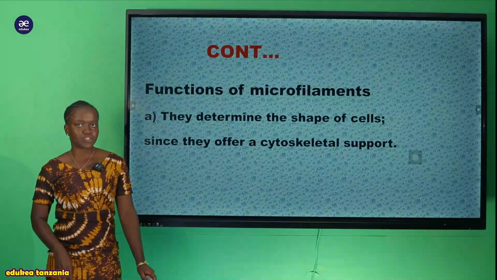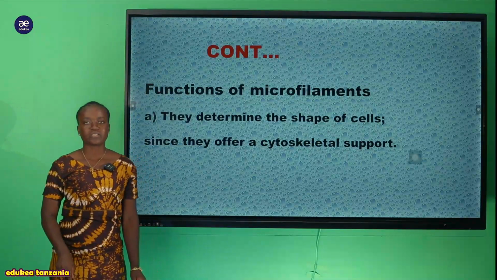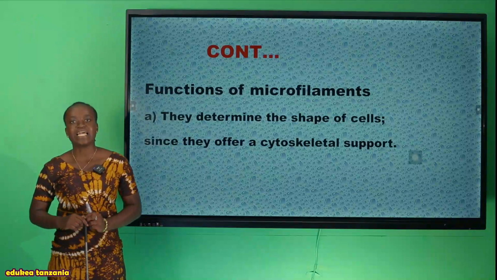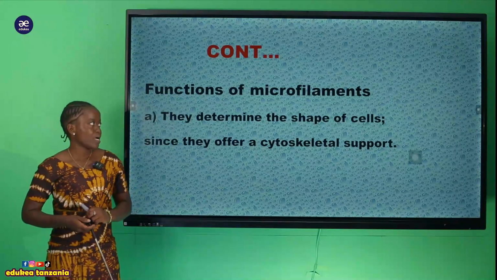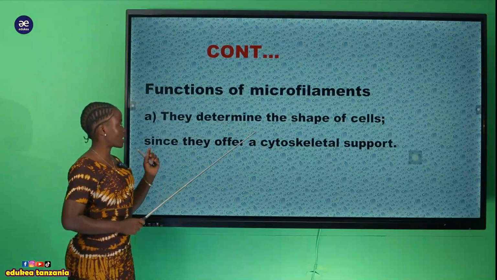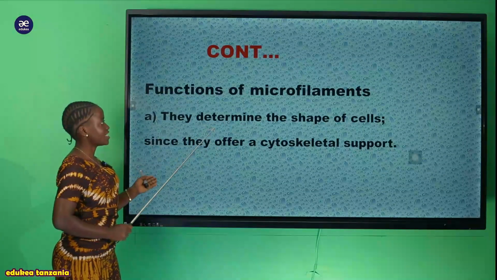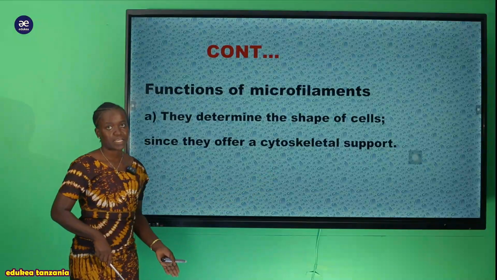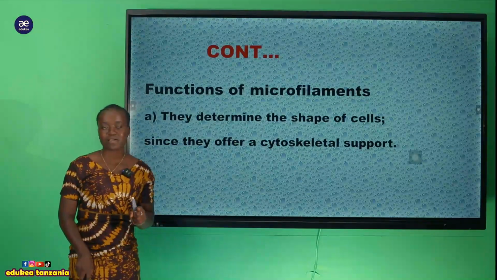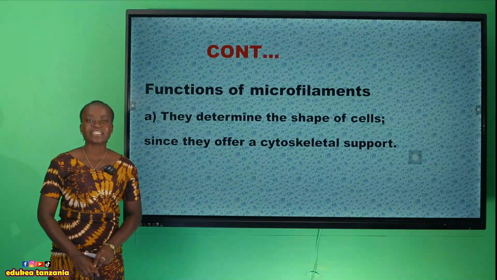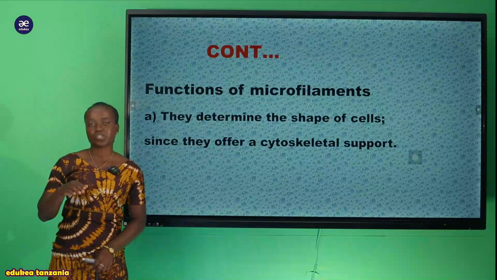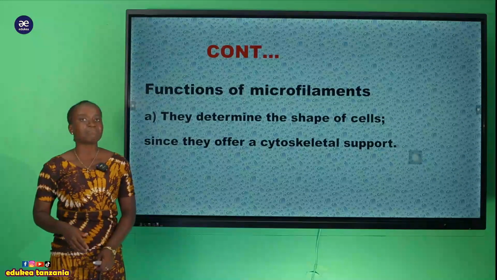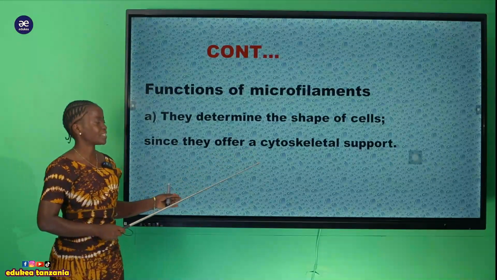Now let's see the functions. The functions of this macromolecule, or we can call it actin filament. So the functions of the macromolecule, we are saying that they determine the shape of a cell since they offer skeletal support. Remember, while we started discussing this microfilament, we have seen that it is located beneath the structure of a cell wall, the cell membrane. So due to that reason, ndipo ambapo ina bring about determining the shape.